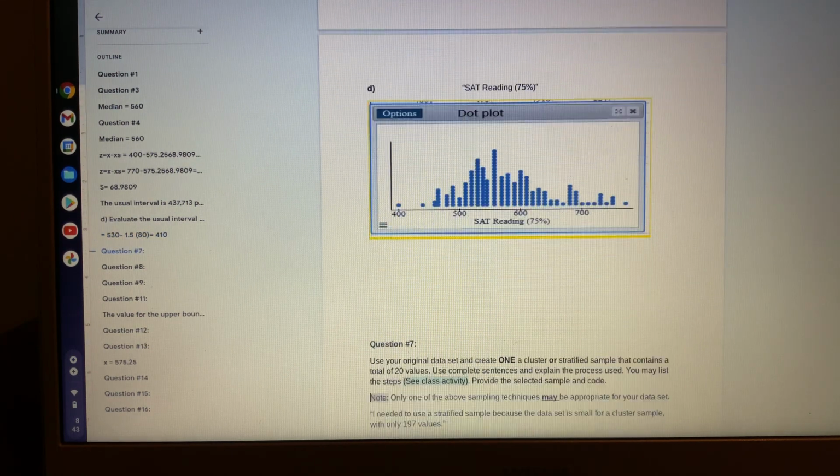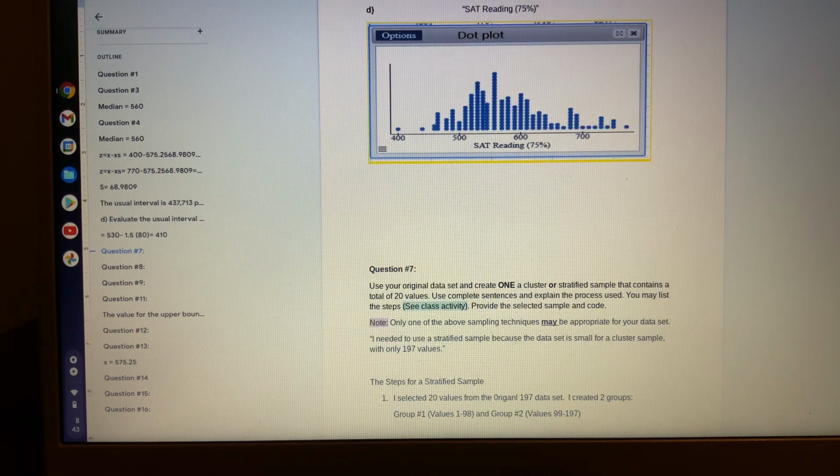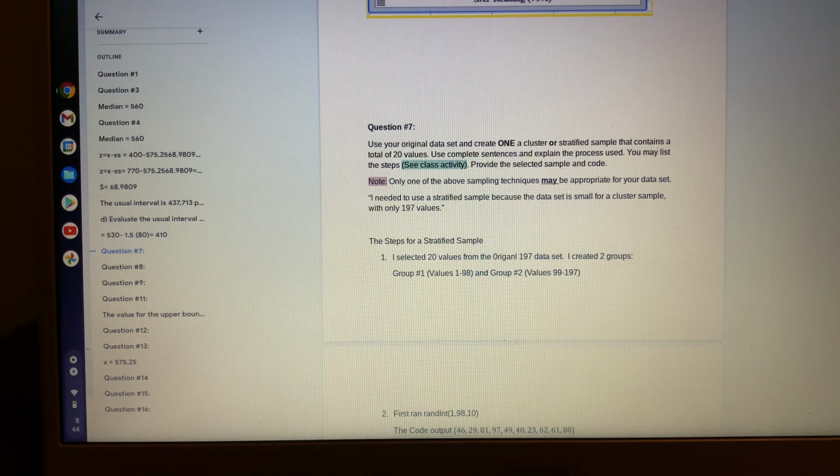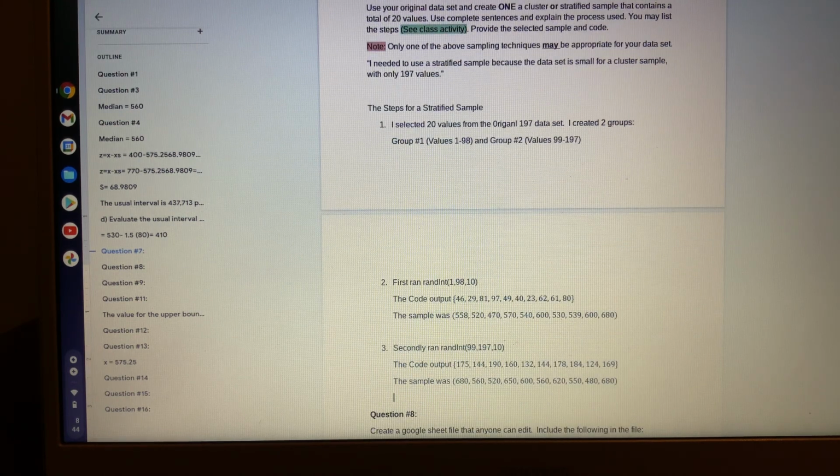Moving on from there, question 7 wanted us to create either a cluster or a stratified sample that contained a total of 20 values. So I needed to use a stratified sample because the data set is small for a cluster sample with only 197 values. The steps for the stratified sample are as follows. So I did 2 groups. 1 through 98 was my first group, and then 99 through 197 was the second.